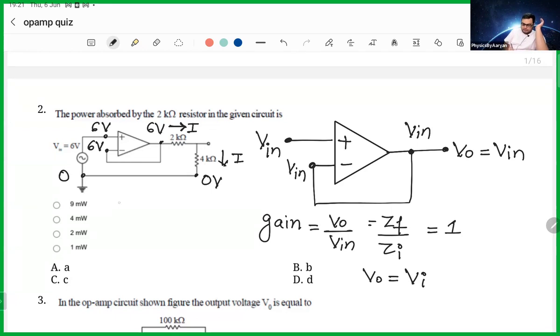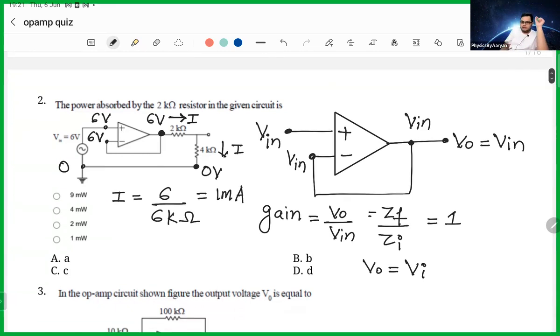Now I can find this current actually. And how can I find this current? Because the voltage difference between this point and this point is 6. 6 minus 0 is 6. And again, the resistance from this point to this point is also 6 kilo ohm. So 6 by 6 is basically 1 milliampere, because kilo is 10 to the power 3, it goes to minus 3, so it becomes 1 milliampere. And then I can find the power using I square R.